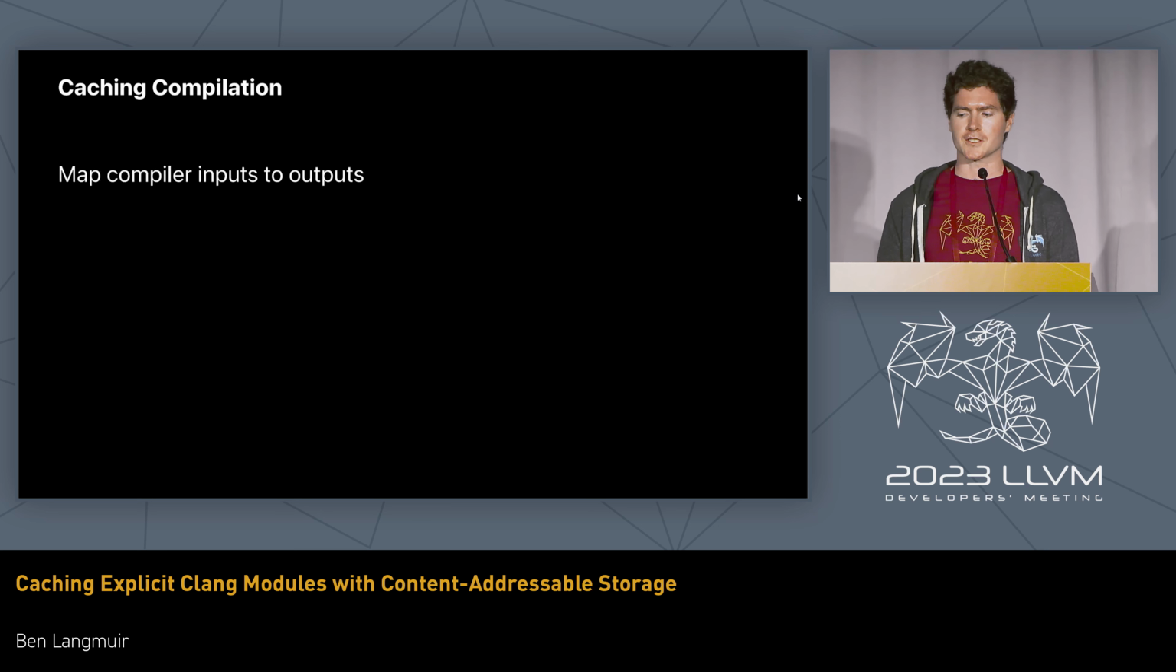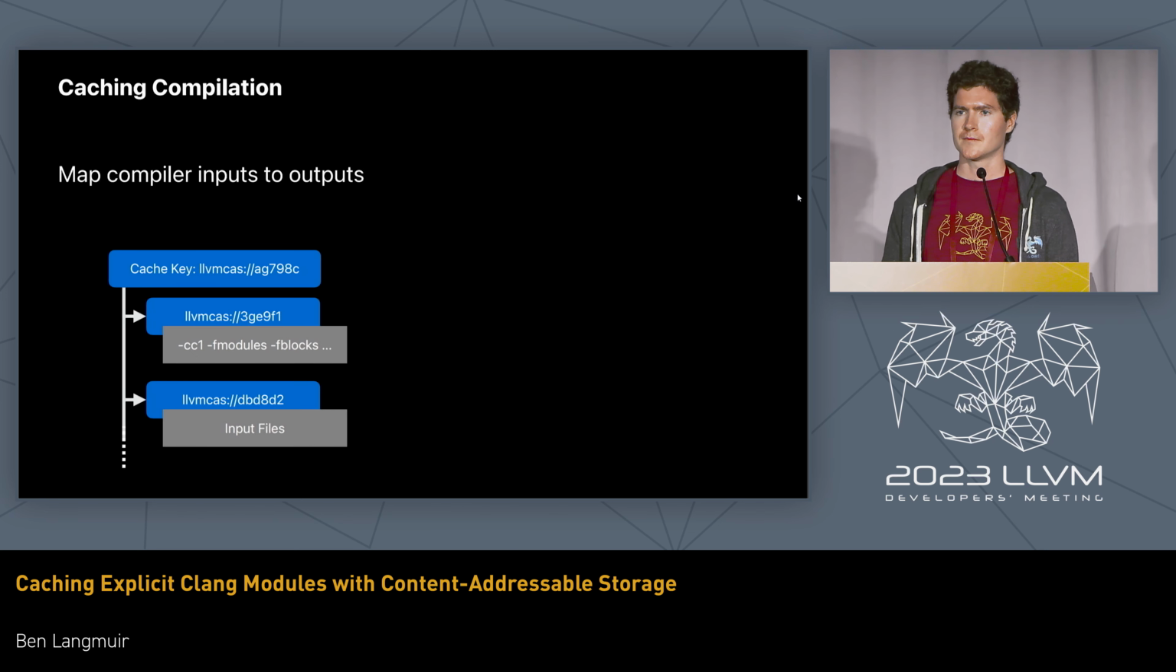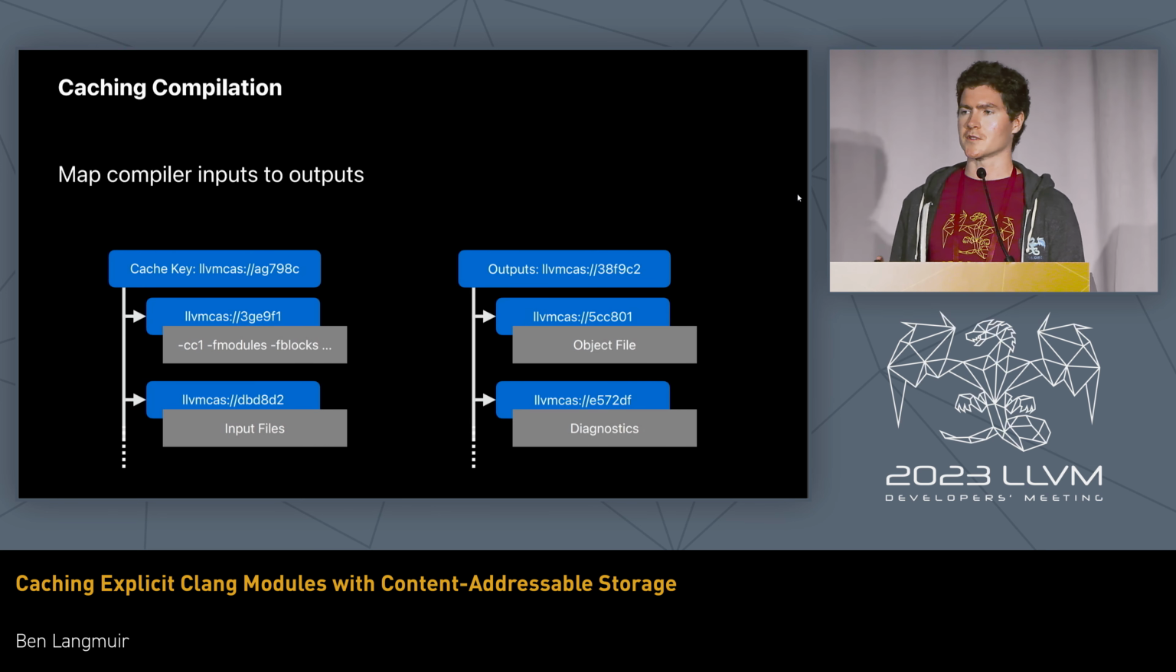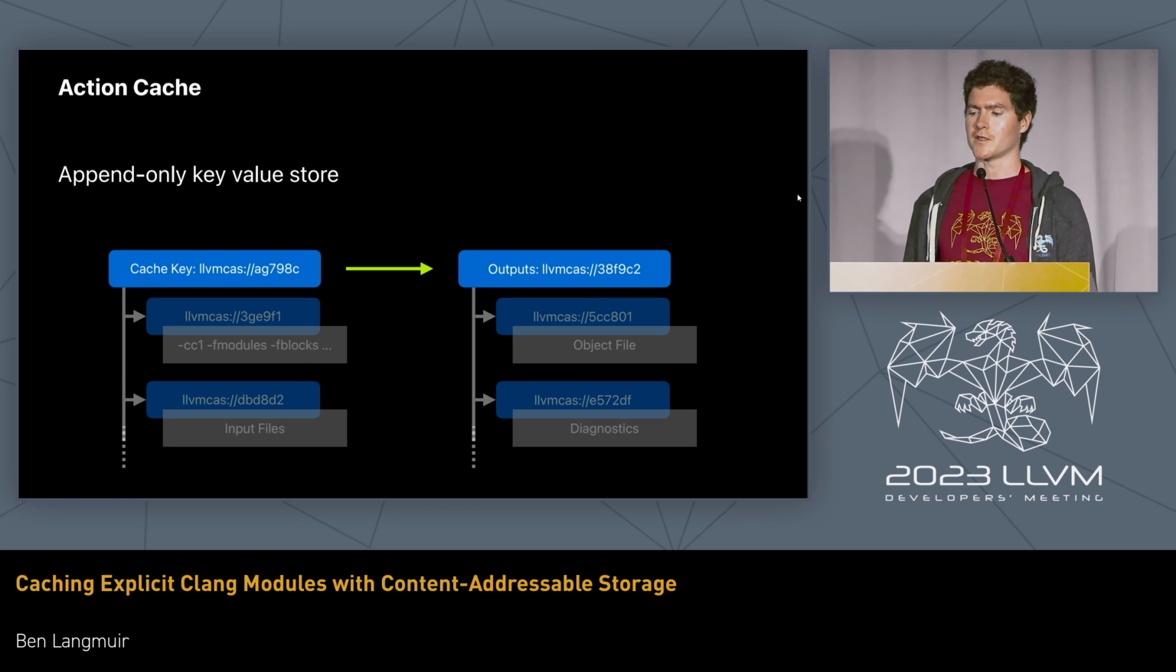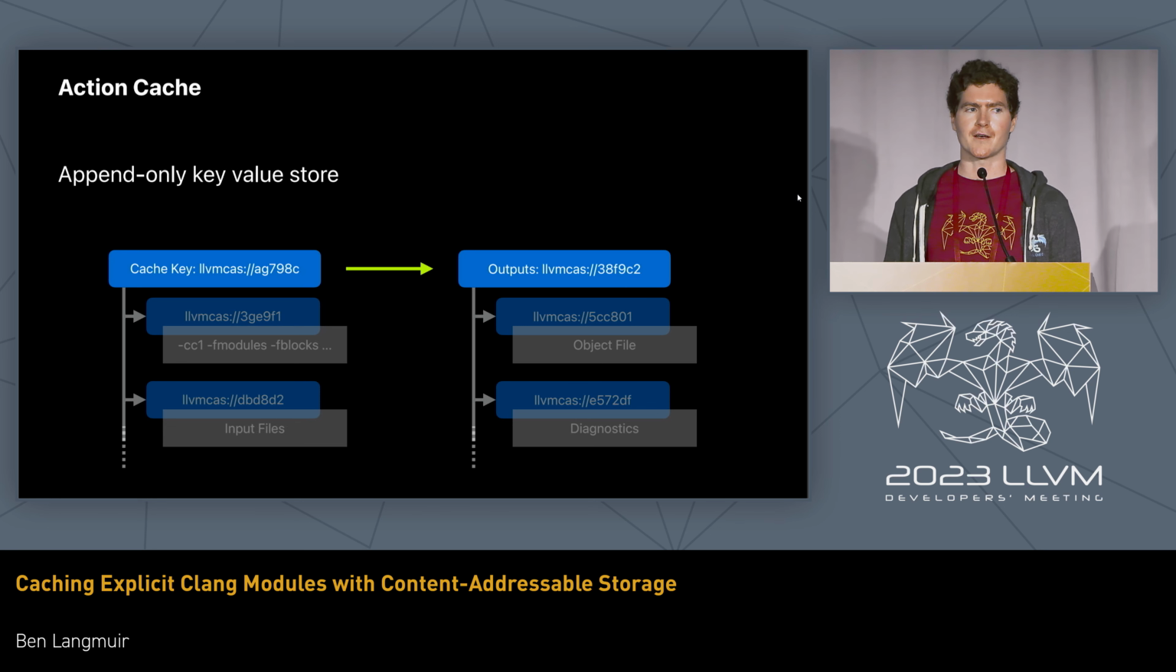So how does that relate to caching? Well, the idea is we're going to pull all of our compilation inputs into the CAS, as well as all of our outputs. On the input side, we have a structured representation of a compilation, including a command line invocation, as well as some representation of all of the input files involved. On the output side, we also have a structured representation, including, say, an object file, as well as any diagnostics. We form an association between the CAS identifier at the top of each of these trees. We do that using an append-only key-value data store that we call our action cache.